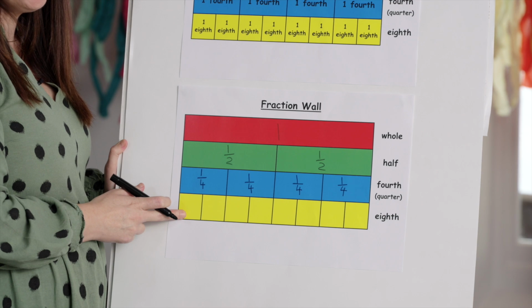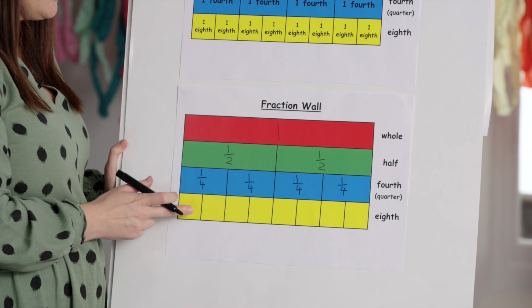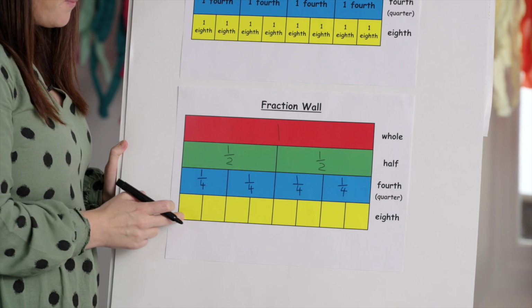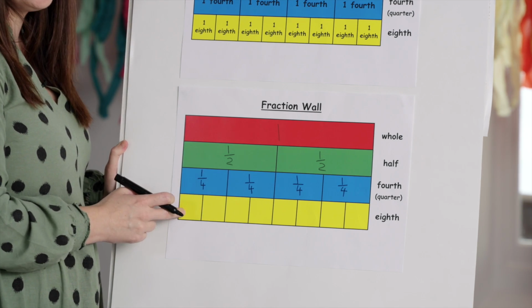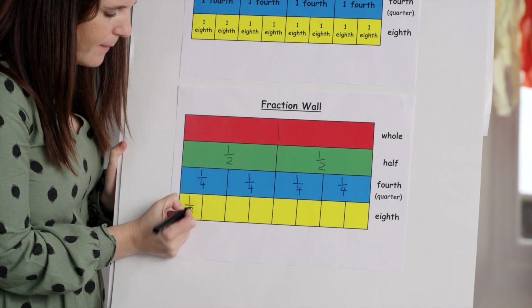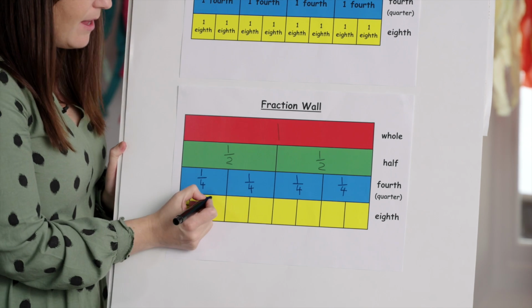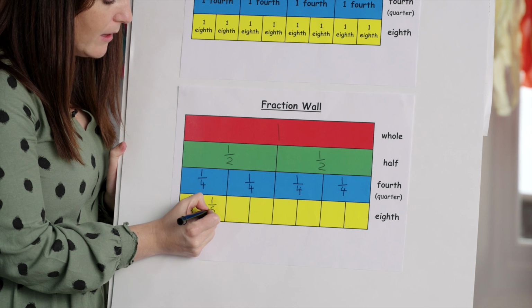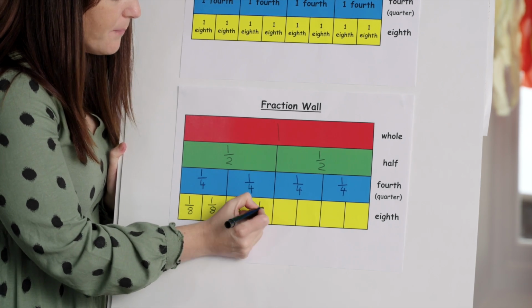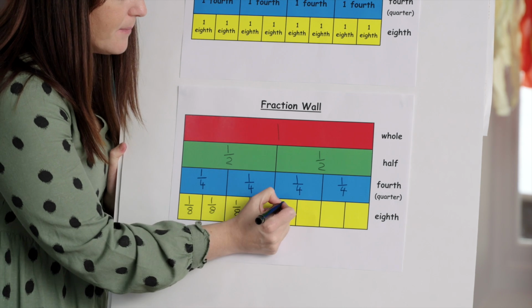Do you know what this one might look like? I think you do. There are 8 parts. So this part here is only one part of 8. And I can do that all the way along my fraction wall. One part of 8.